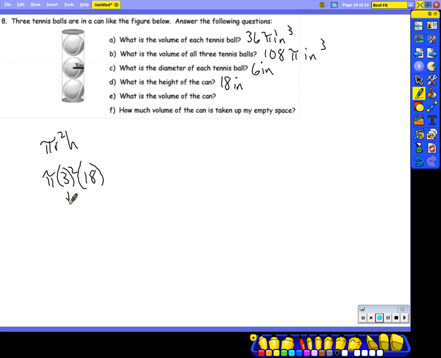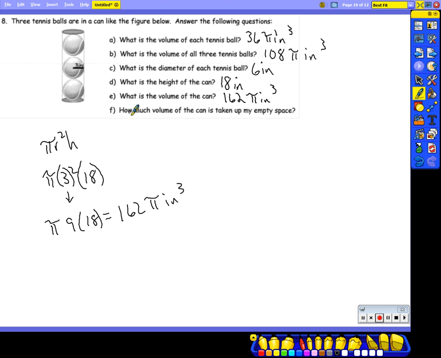Alright, so now I'm going to need some help from some students. I know 3 times 3 is 9, but my question is, what is 9 times 18? Let's go to Lee. 162, I agree. So this equals 162 pi inches cubed. So I would write that up here, 162 pi inches cubed.